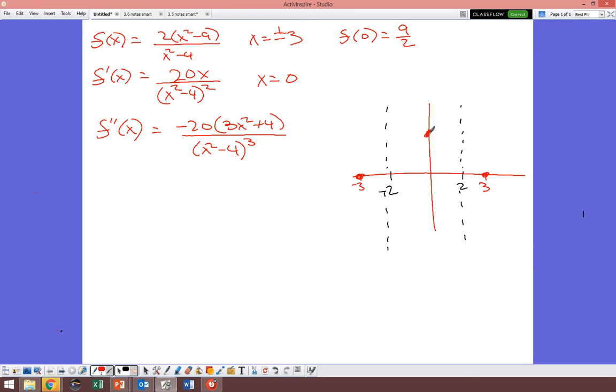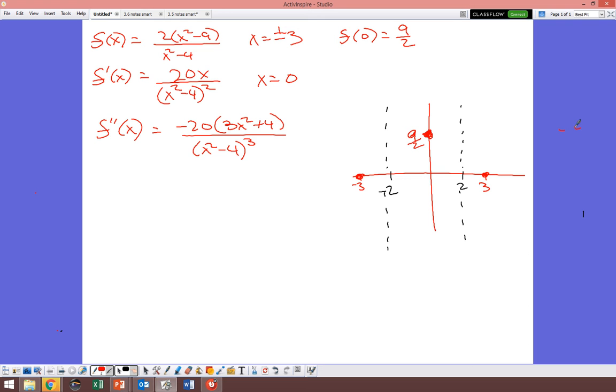That's going to be either a min or a max. So I have my point right there at 9 over 2, or 4.5. So it's either a min or max. I have a lot of things now. Let's go down to the second derivative.